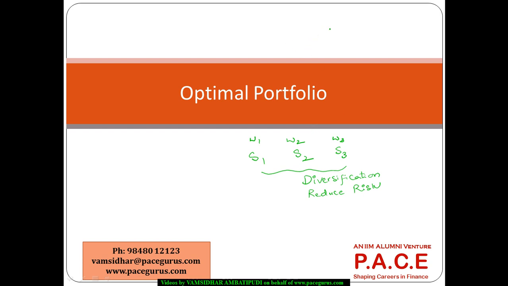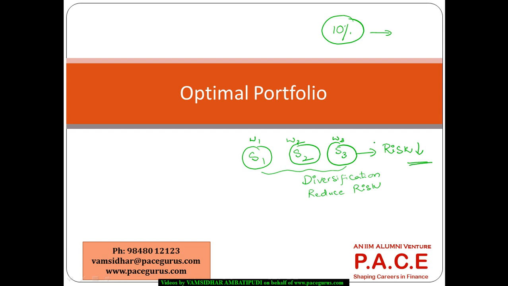Let's say I am interested in earning a return of 10%. What should be the optimal portfolio for me? Right? How much should I invest in S1? How much in S2? How much in S3? In such a way that the overall risk that I am taking is the minimum most possible.